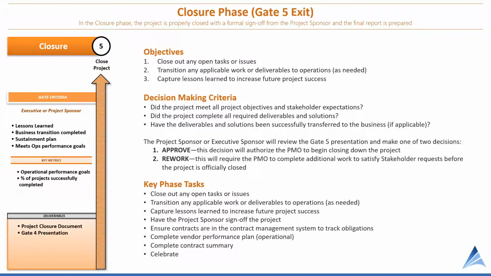This last phase is a closure phase. So the primary project work has been completed, but a transition may be needed as well, in addition to capturing lessons learned to improve future project success. So the objectives for this phase are different than the previous phase, and the decision-making criteria is also updated. In this case, did we meet all the objectives and stakeholder expectations? Have all the deliverables and solutions been successfully transferred to the business?